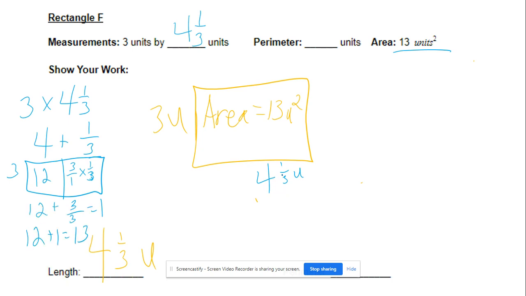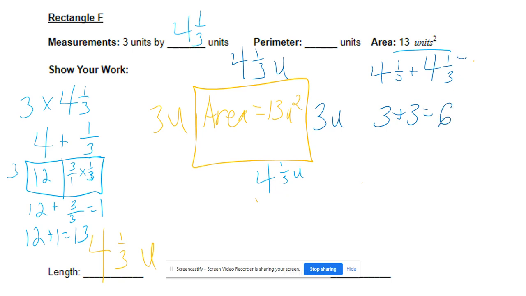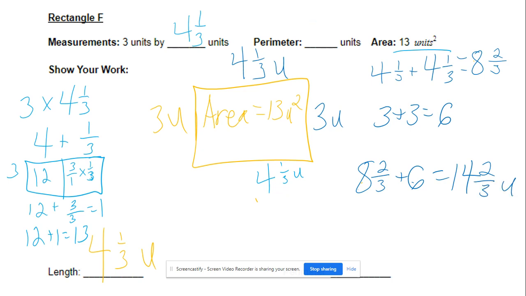There we go. All right, so if this is 4 1/3 units, we know the top is 4 1/3 units. If this is 3 units, we know the right is 3 units. Now let's add 4 1/3 plus 4 1/3, and we'll add 3 plus 3, which we know is 6. 4 1/3 plus 4 1/3 is 8 2/3, and now we can add 8 2/3 plus 6. Add the whole numbers. 8 plus 6 is 14, and 2/3 plus no fraction is 2/3 units. So our perimeter is 14 2/3 units.